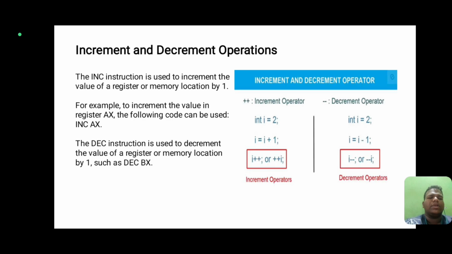Increment and decrement operation. The INC instruction is used to increment the value of a register or memory location by 1. For example, to increment the value of register AX, the following code can be used: INC AX. The DEC instruction is used to decrement the value of a register or memory location by 1.